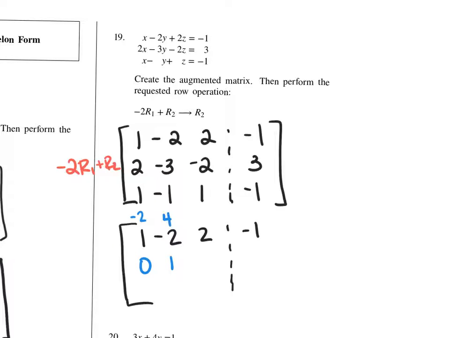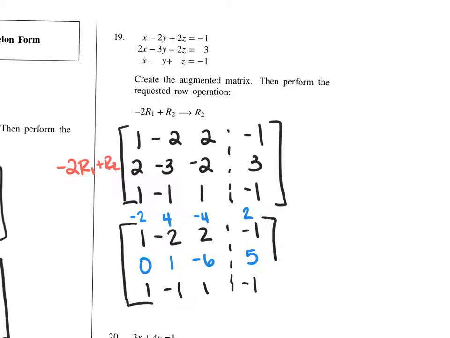Then I'm going to take negative 2 and multiply it by positive 2. I get a negative 4. I'm going to do negative 4 plus negative 2. That is going to be a negative 6. And then negative 2 times this negative 1 is a positive 2. I'm going to do 2 plus 3 and get 5. And in that bottom row, we don't touch it.